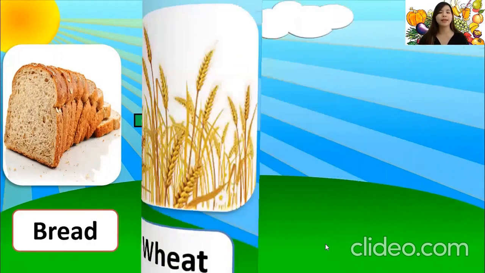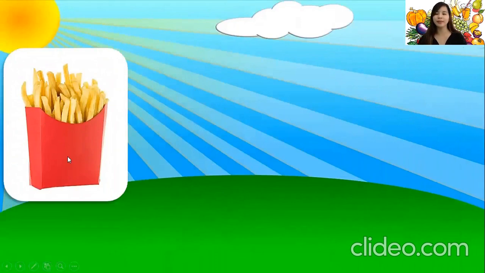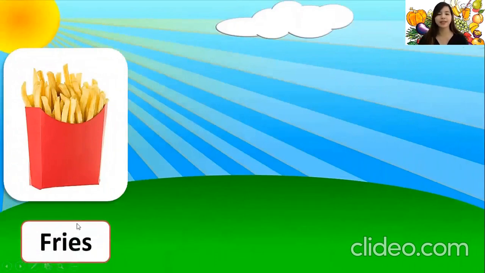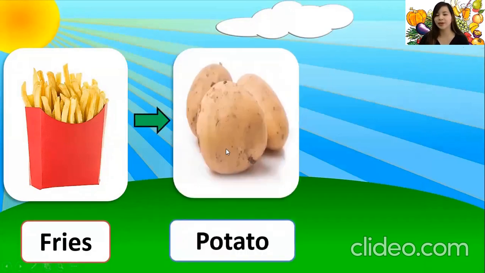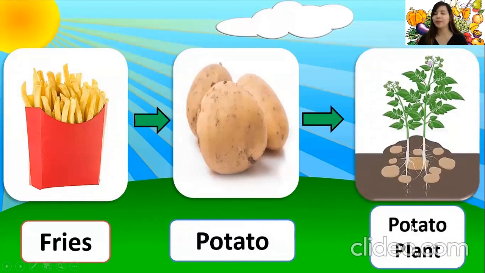Okay, so next we have here the fries. These are fries. Where do fries come from? It comes from the potato. Very good. It comes from potato. And potato comes from potato plant. Again, fries come from potato. Potato comes from potato plant.